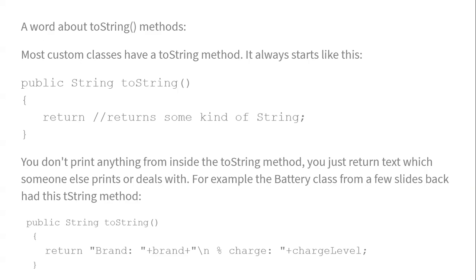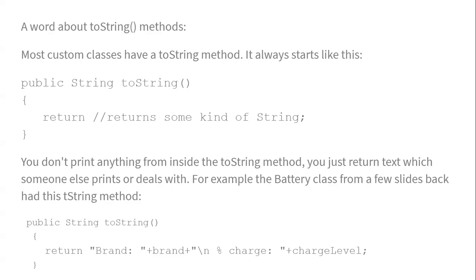A word about toString methods. Most custom classes have a toString method. It always starts public string toString, and then it always returns some kind of string, some kind of text. ToString methods don't do any printing. They just hand the text back to somebody else who wants them.